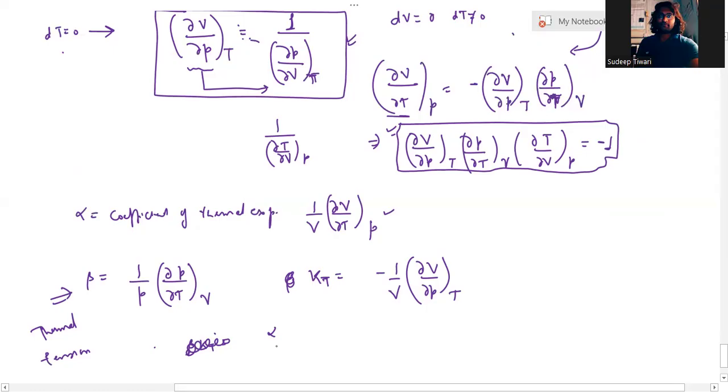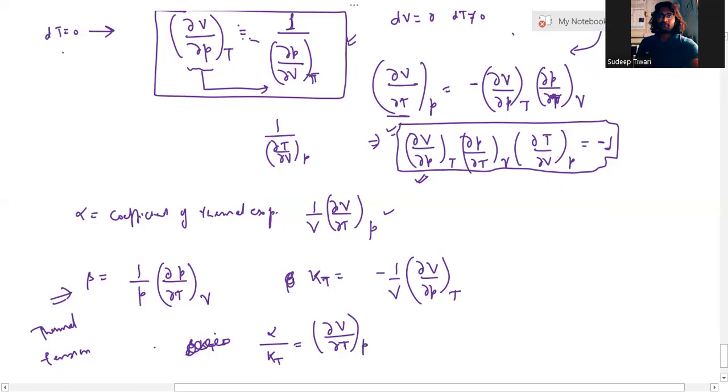Okay. So what I can do, del P upon del P at a constant pressure. I know this. Okay. So what I can do, if I just do alpha upon KT, what I'll get? I'll just get something like del V upon del T at a constant pressure.